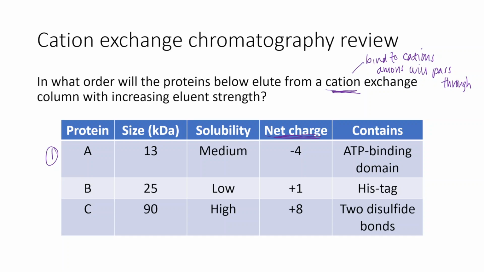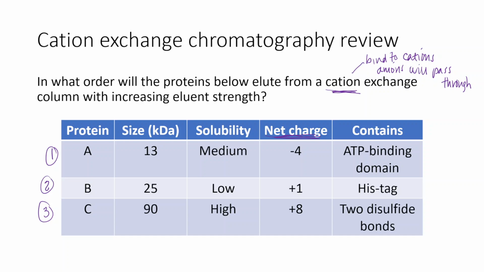Yeah, B. So that one has a slightly more positive charge. It will interact with the column, but not super strongly, so it will be the first of the positively charged proteins to elute off the column as you increase elution strength. So that leaves our third one, protein C. Protein C has the most positive charge. It's going to interact the most strongly with the stationary phase of the column. It will come out last.